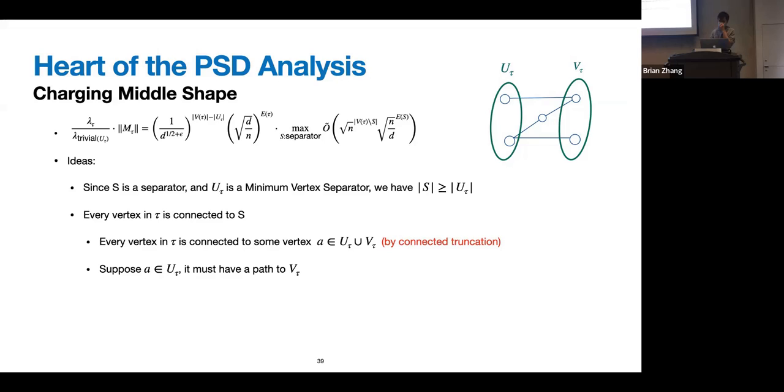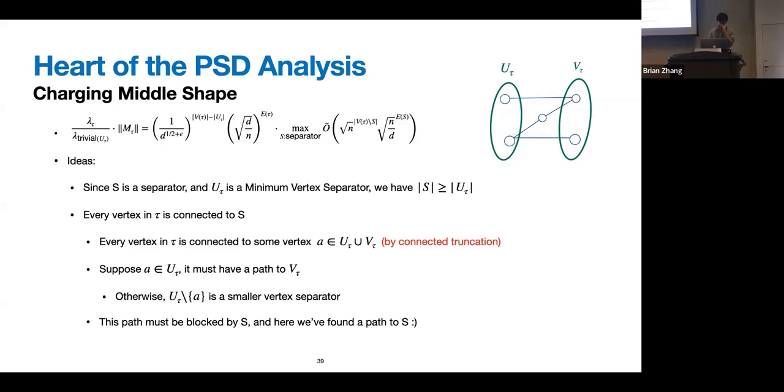And once you are connected to the left or right part, I'm going to claim that any vertex in the left is going to have a path to the right. Otherwise, we can remove that vertex from the separator, and it's still a separator because it doesn't have any path. However, this violates the condition that the left and right parts are the minimum vertex separator. So this path must be blocked by the separator S, and this is a path to S.